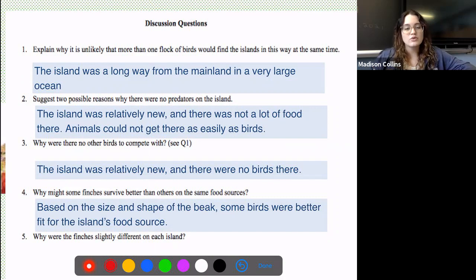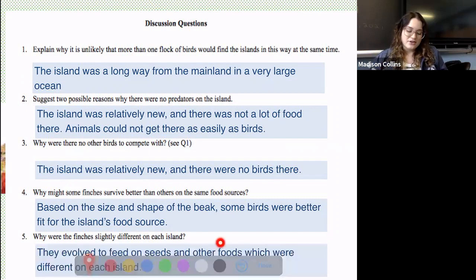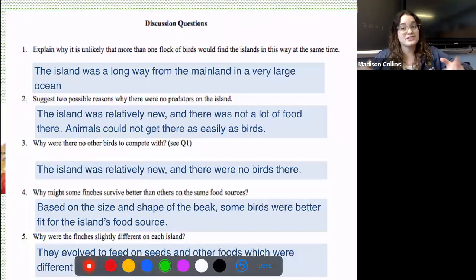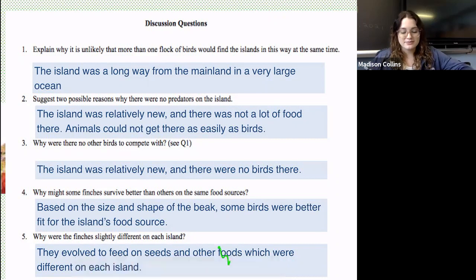All right, and number five, why were those finches slightly different on each island? Well, think about what we know about natural selection. Think about what we know about the Galapagos Islands and how each of those environments were different. Well, the reason that those finches were different is because they evolved to feed on seeds and other foods which were different on each island. Remember the process of natural selection, where the environment is choosing those traits that are going to be passed on. So because there were different food sources and different climates and different environments, those birds that were separated, geographically isolated on each island, evolved a little bit differently, just depending on the environment that they were present in and what foods were available.